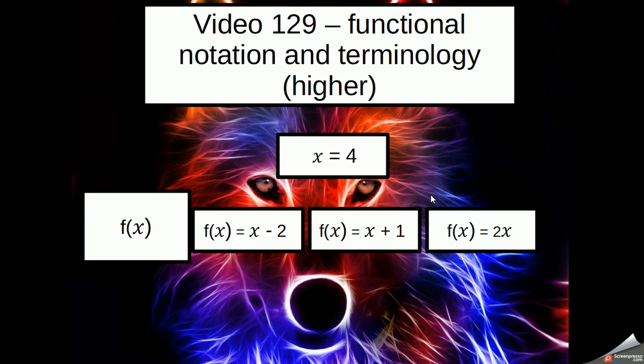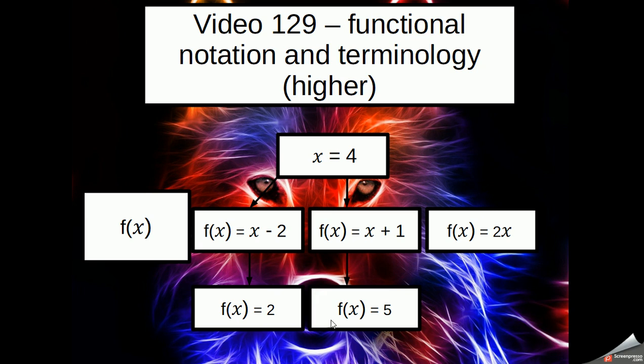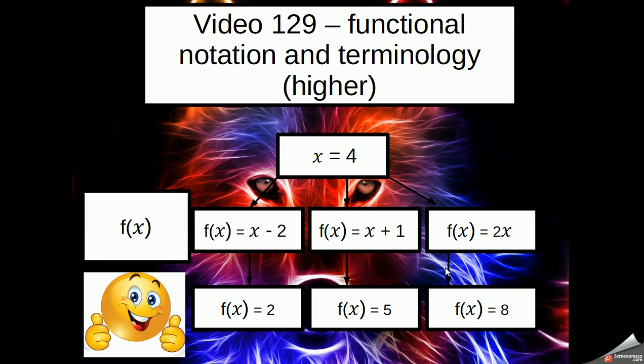So with all these computers, we're putting an input of 4, but the computer, because the function is a different equation, works out the answer differently. So with the first one, when the 4 is put in, the answer to the function is 2. So x is 4, the function of x is 2. And the reason being is because the function of x is equal to x minus 2, and 4 take away 2 is 2. With the second one, the function of x is equal to 5, because the function of x is equal to x plus 1, and 4 plus 1 is 5. And then the third one, the function of x is equal to 8, because the function of x is equal to 2x, and 4 times 2 is 8.